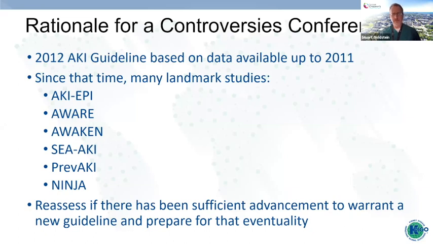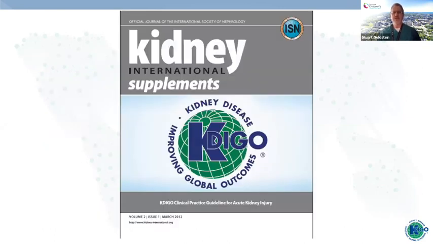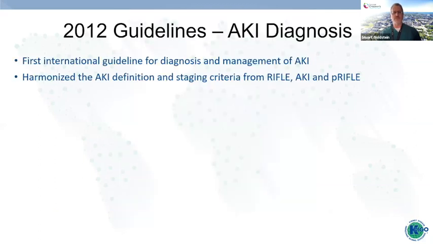And I think you'll agree with me at the end of the presentation that there have been enough data and advancement that we should have an updated KDIGO AKI guideline. So this has become our Bible since 2012, and this was really the first international guideline to direct acute kidney injury epidemiology and management across the world.